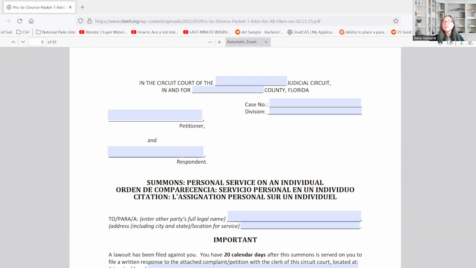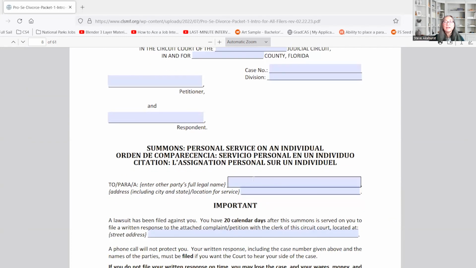So when you fill this summons out, you're going to be writing the person that you're trying to serve, which is your spouse, and their address you have. If you don't have an address, you don't have to use this form. But if you do have an address, you could use it.